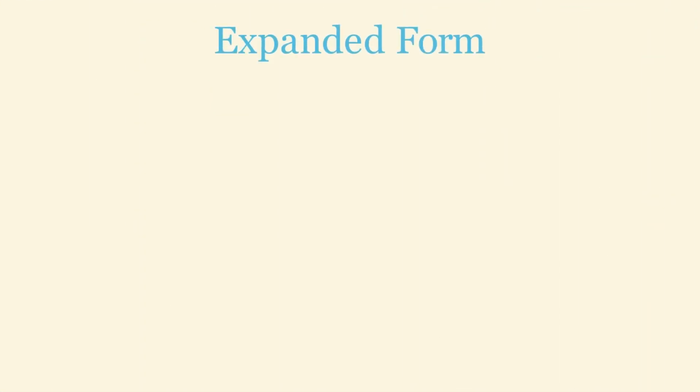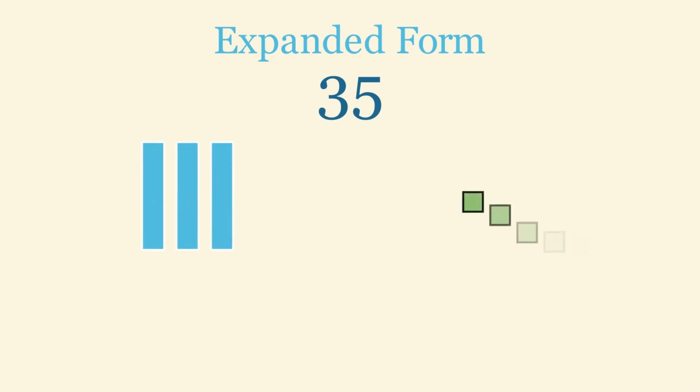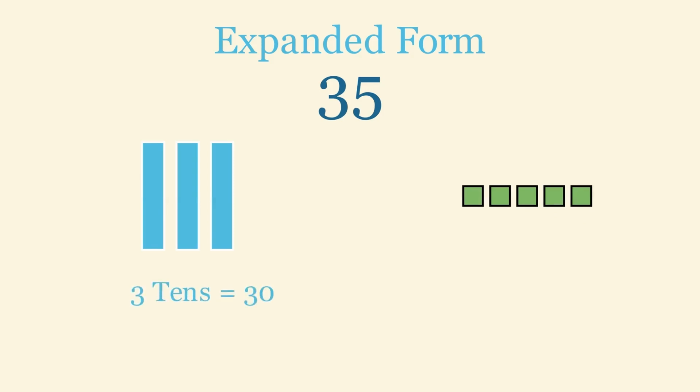How can we write a number in expanded form? Consider the number 35. This can be split into 3 tens plus 5 units. So, we write 35 in expanded form as 35 equals 30 plus 5.